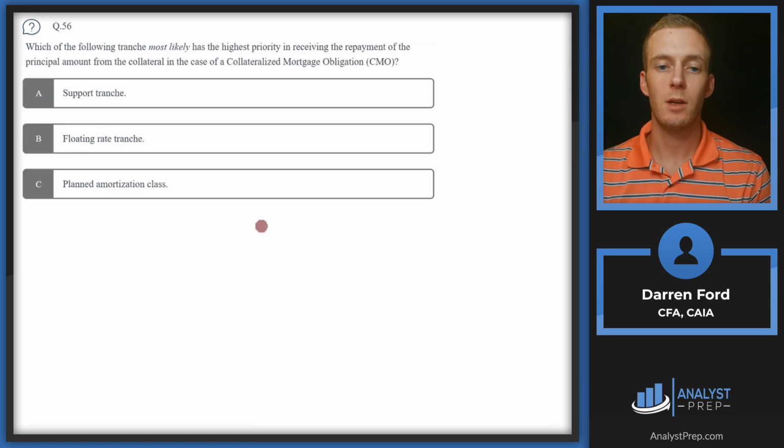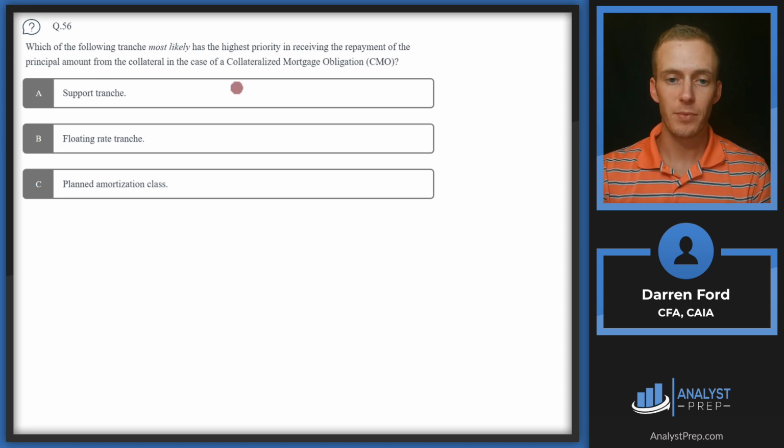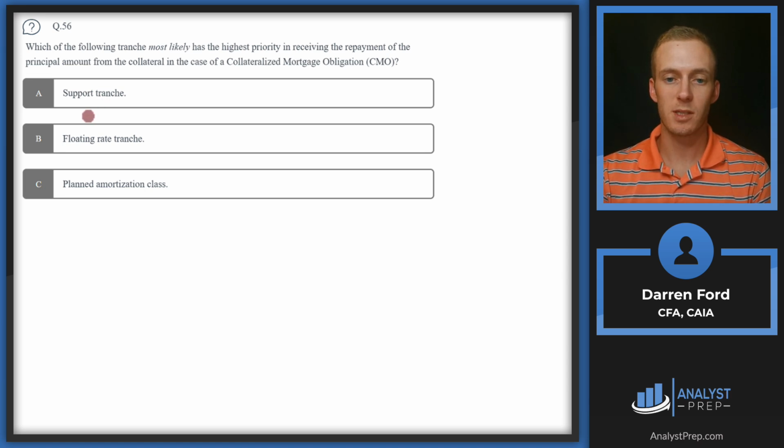Question 56. Which of the following tranches most likely has the highest priority in receiving the repayment of the principal amount from the collateral in the case of a collateralized mortgage obligation? A, support tranche. A support tranche is going to support the PAC tranche, and it's going to absorb certain risks like contraction or extension risk. So by virtue of being below the PAC tranche, we can probably go ahead and rule this out since it's not going to be a high priority.